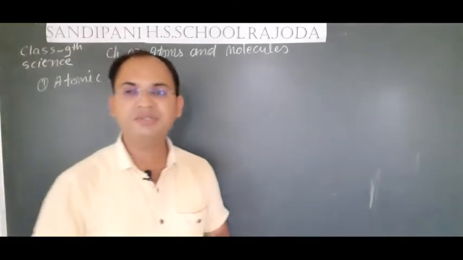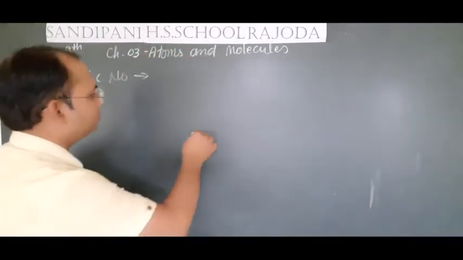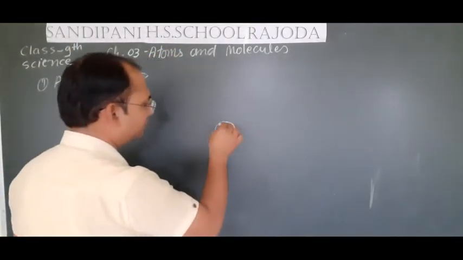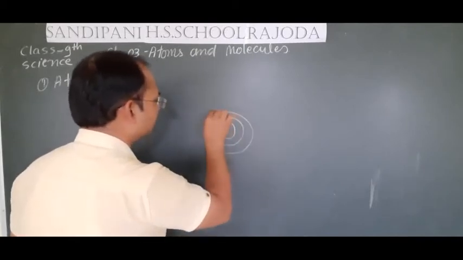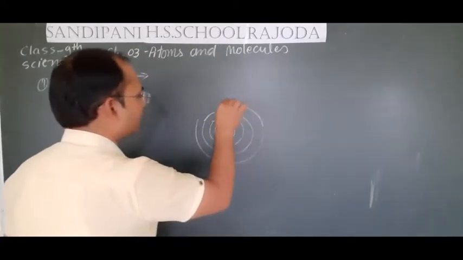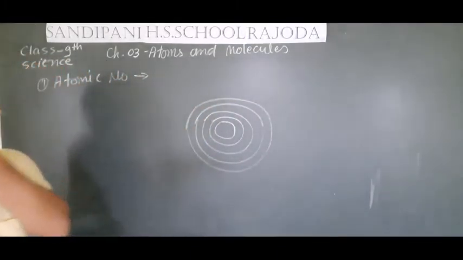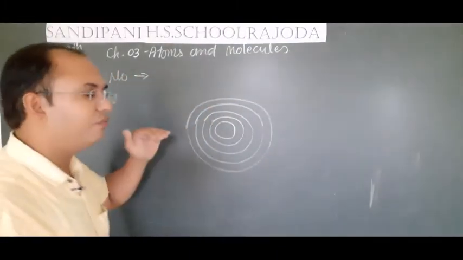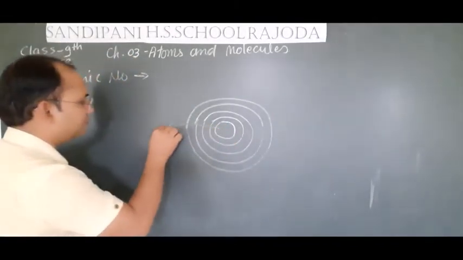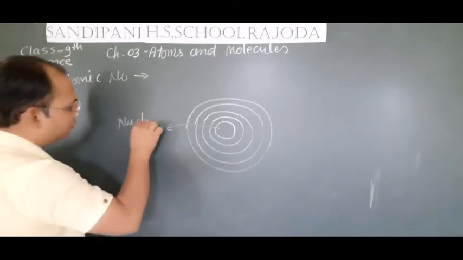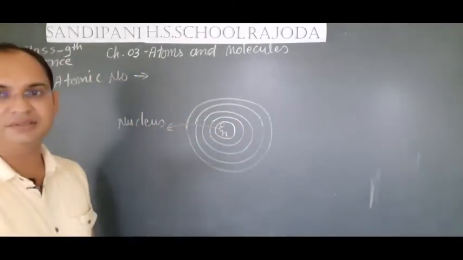Students, as we have seen the structure of the atom, in the structure of the atom you studied that in center it is nucleus of the atom and around the nucleus some paths of fixed energy are found which are known as orbitals, and these orbitals have fixed energy levels. But the center part of the atom, that is called nucleus, has proton and neutron in it.